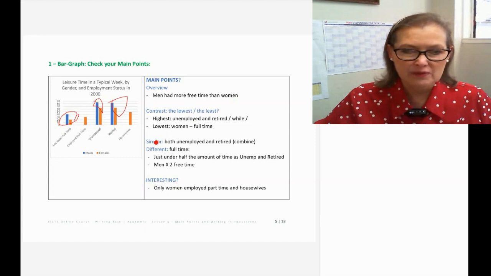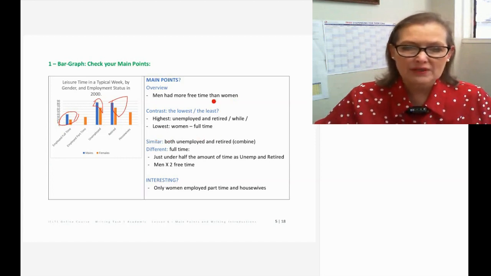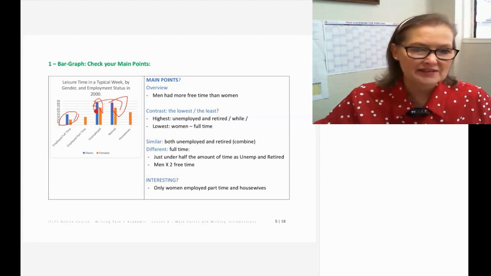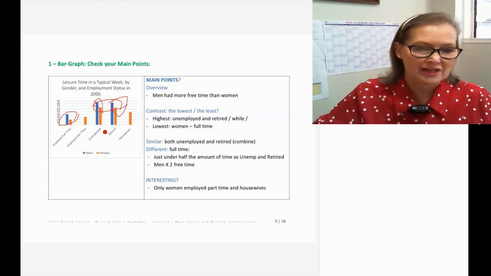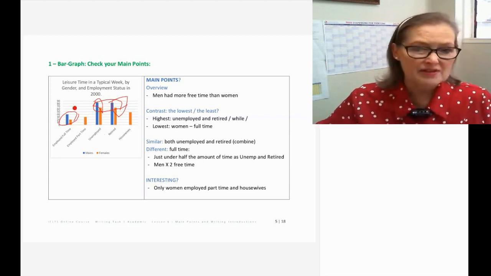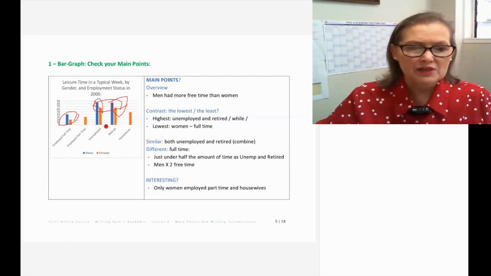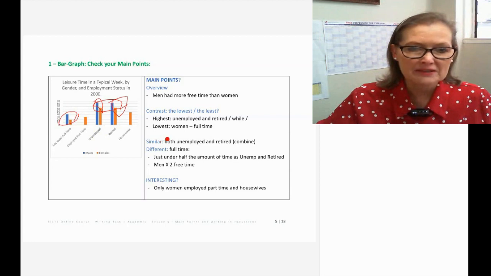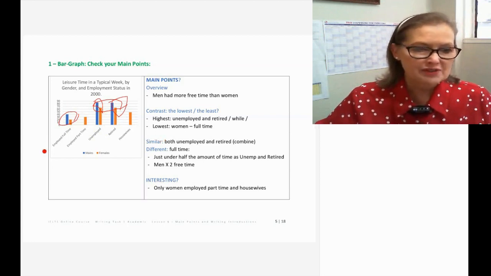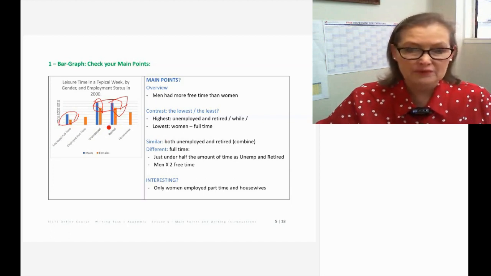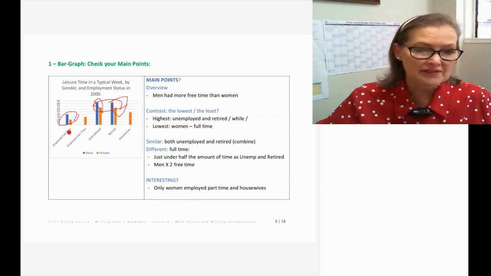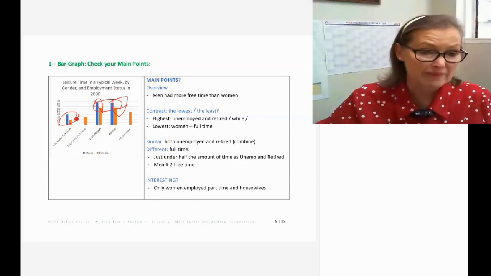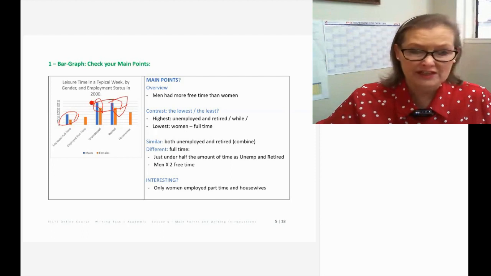And then we could have a look at what was more or less similar, and we could combine the unemployed and retired, saying that they had exactly the same amount of leisure time. I've kept it simple. So if we notice what's different, we could compare the difference between people employed full-time and those people who are retired. And we could say that they have half as much time as those people who are retired.